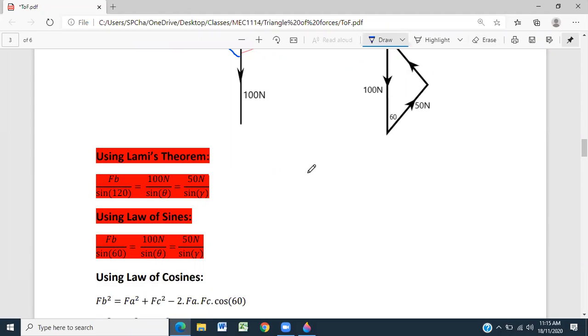What we find with these equations is that you can't solve them. You can do force B over sine 120 is equal to 100 newtons over sine theta. But we're not going to be able to solve for B or for theta. So clearly there's more work to do. Lamy's theorem can work.